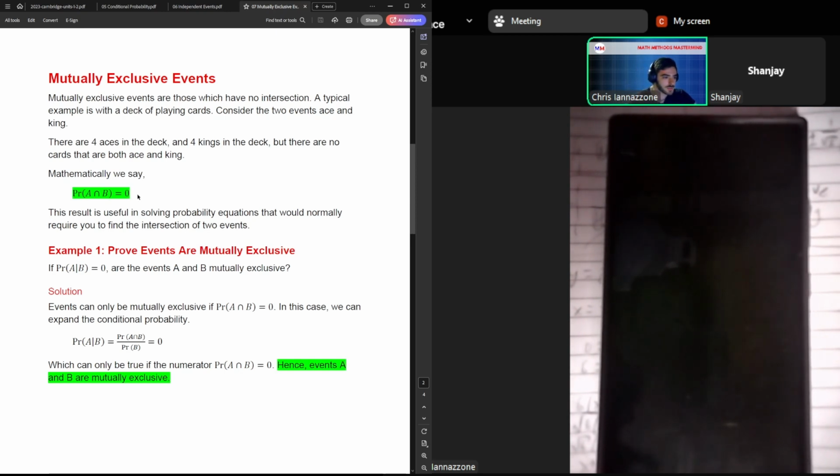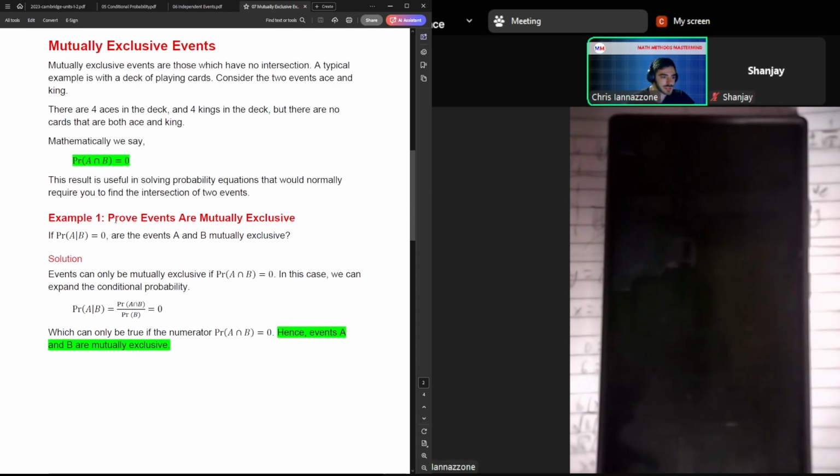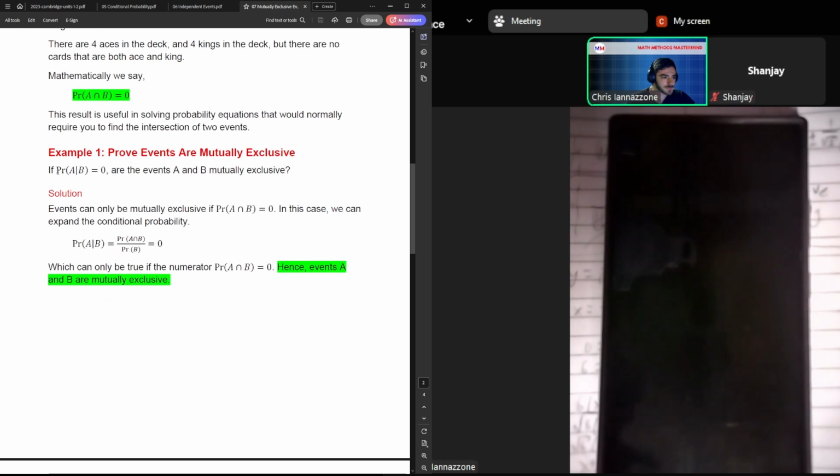And so this is the only thing you need to know for mutually exclusive events: the probability of the intersection is 0. So if you need to prove mutual exclusivity, you're trying to prove the intersection is 0. That's pretty much it.